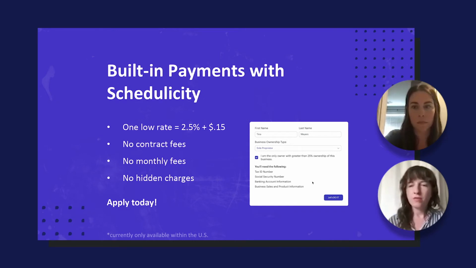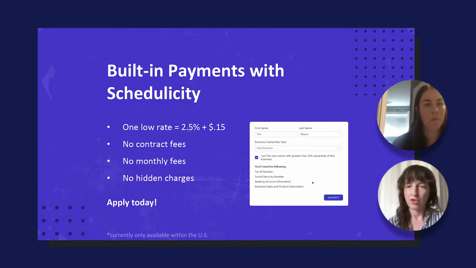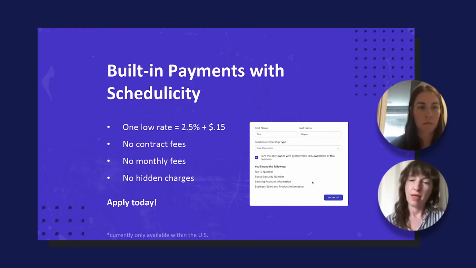For those of you who have signed up with Schedulicity in the last few months, and I know that there are many of you, you are likely already using our new one rate, which is 2.5% plus 15 cents for every type of transaction. Whether you're accepting prepayments, taking payment in person, following cancellation policies, or using Norm, all of these things are on this very simple 2.5% plus 15 cent one rate. That includes universal next day funding, and it comes right built into your account if you're using Schedulicity's built-in payment processor.